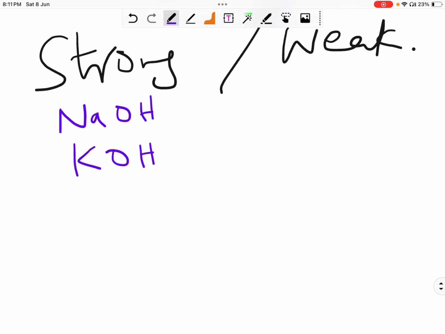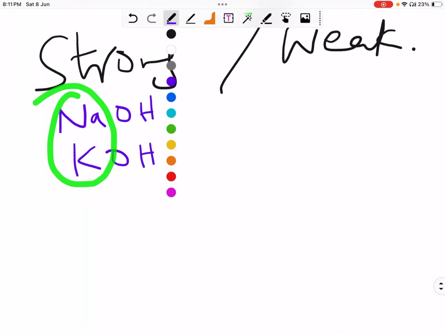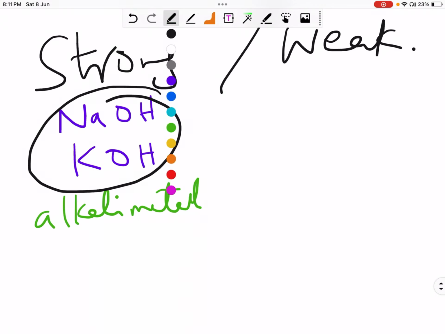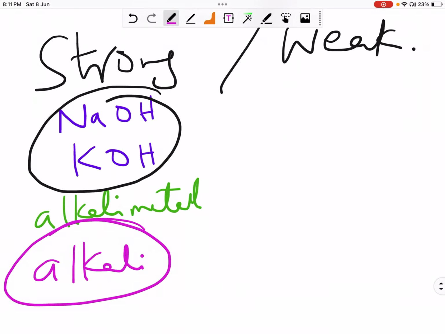So NaOH and KOH are strong bases, and these two are from the group 1 metals, which are called alkali metals. Hence, these two bases are termed as alkalis. When we say alkali, it means it is a base. Alkali metals means the group 1 metals.